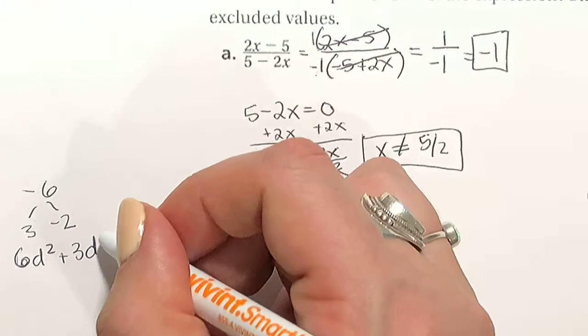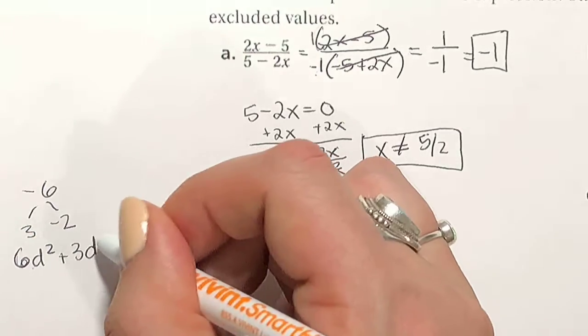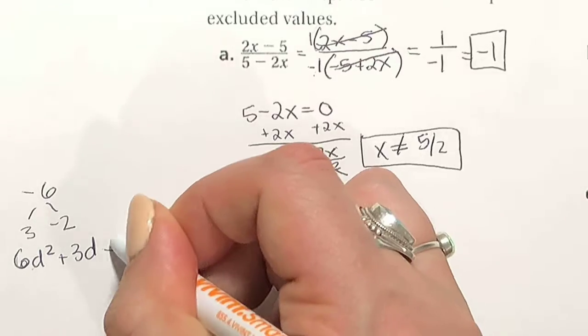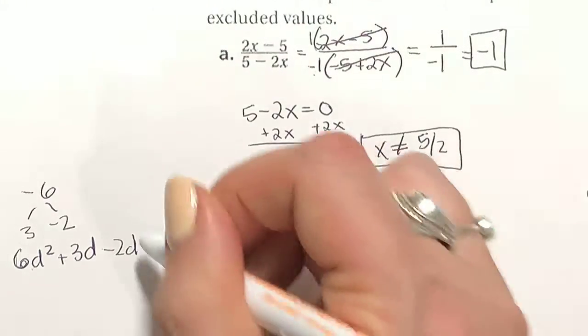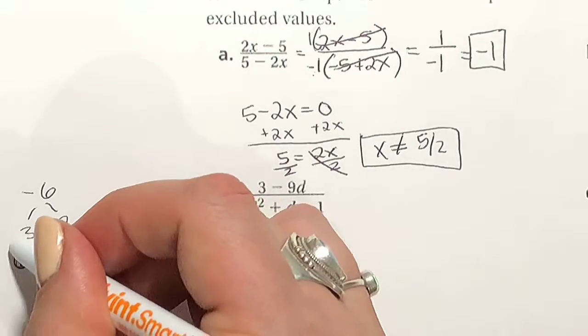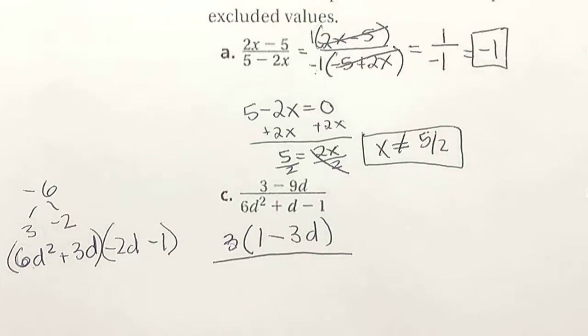Oh, sorry, you guys can't even see what I'm doing. And then we're going to rewrite that middle term. So instead of having the plus d, we're going to write plus 3d and then minus 2d instead, and then keep that -1 in the back. That way we have 4 terms instead of 3, and now we can do our 2 groups of 2.